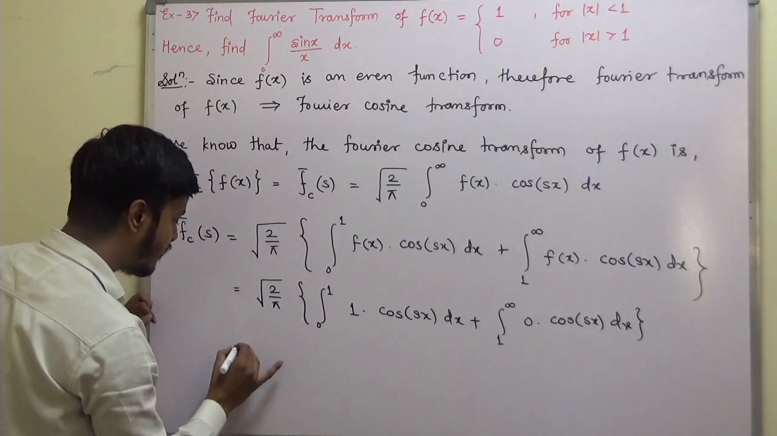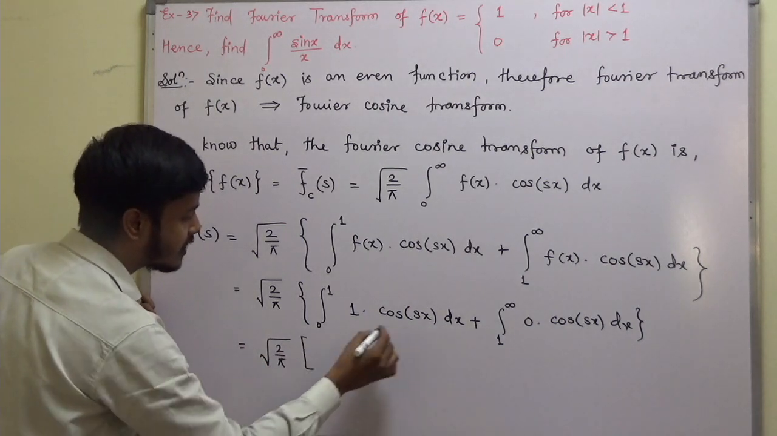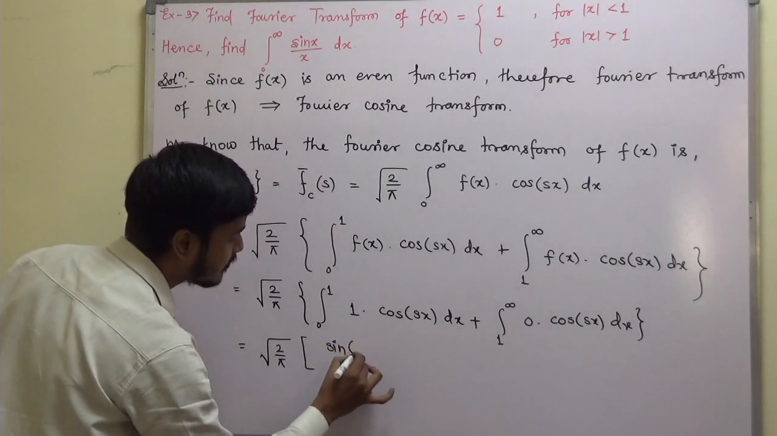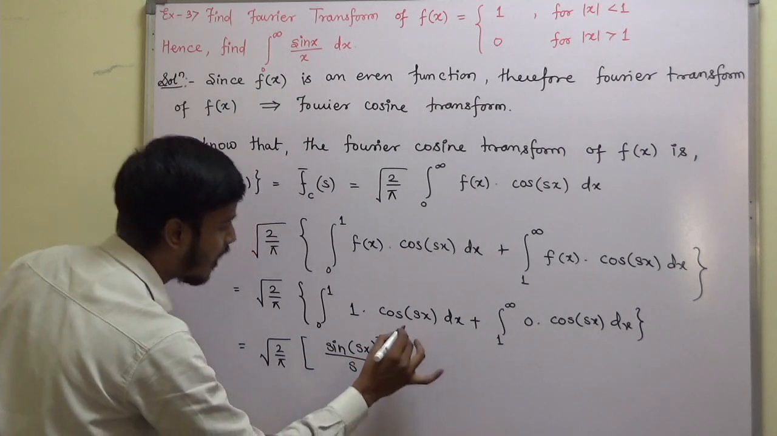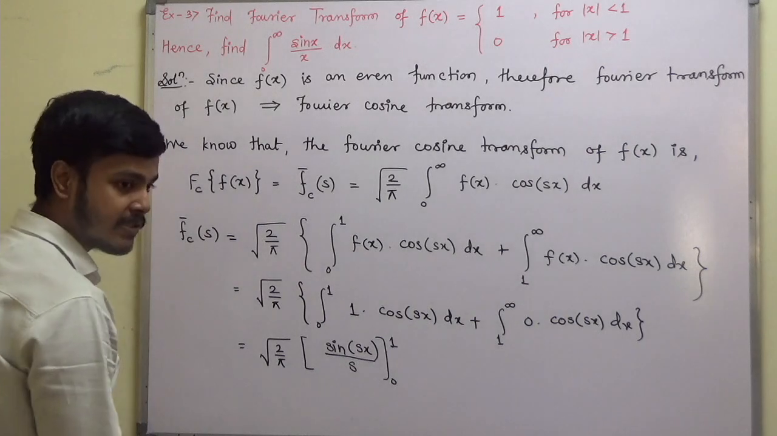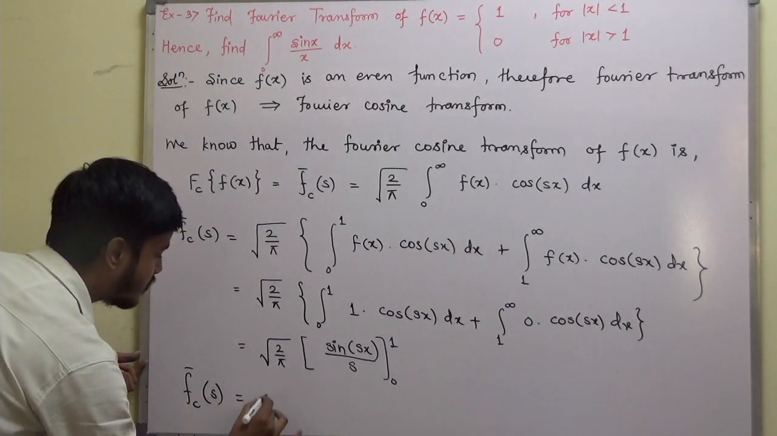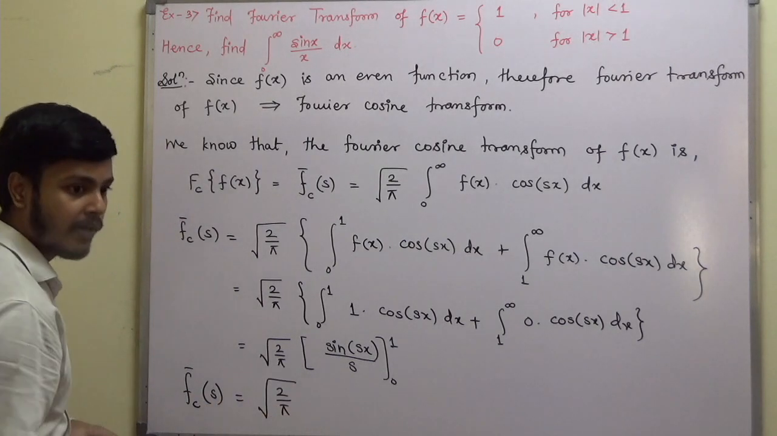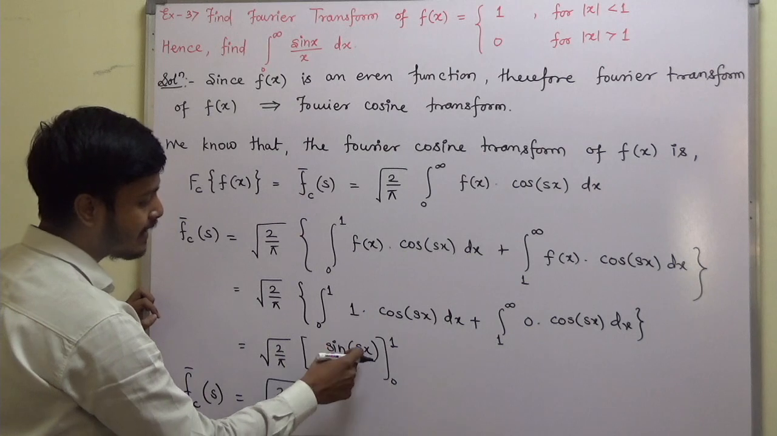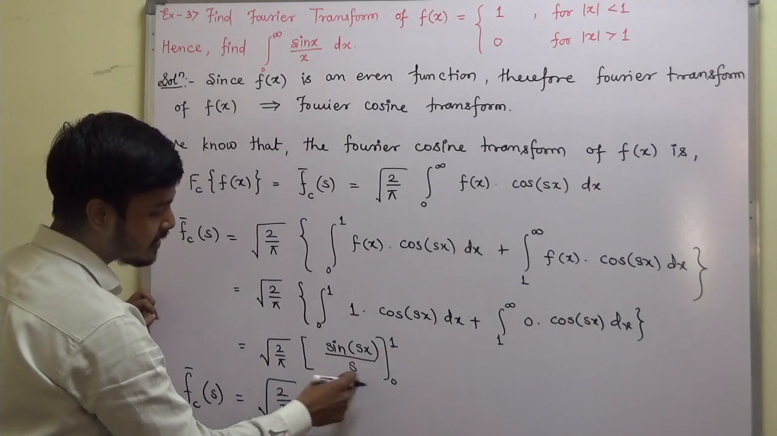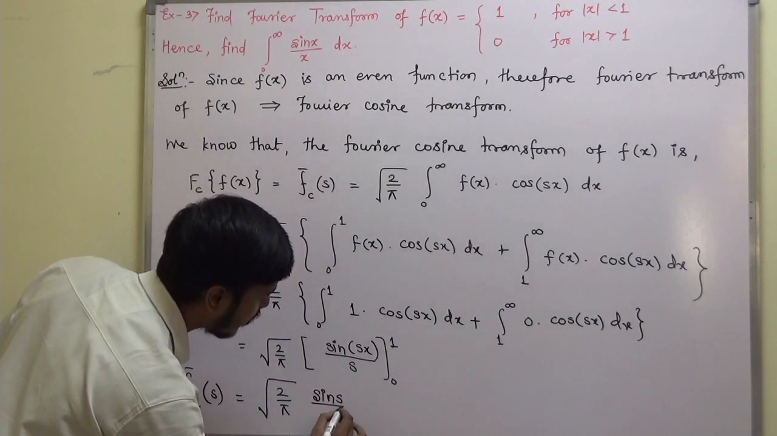The first integral will give you something, and that would be under root 2 by pi. What is integration of cos? It is sine sx divided by the coefficient of x, limit 0 to 1. Simple. So at last I will be getting Fourier cosine transform of s comes out to be under root 2 by pi. Okay, what is this? This is when you substitute upper limit. So this is sine s into 1 upon s, and sine 0 is 0, so it will give you only sine s upon s.